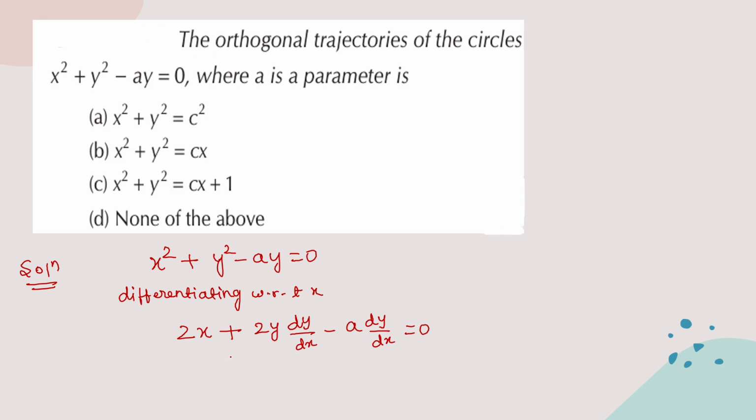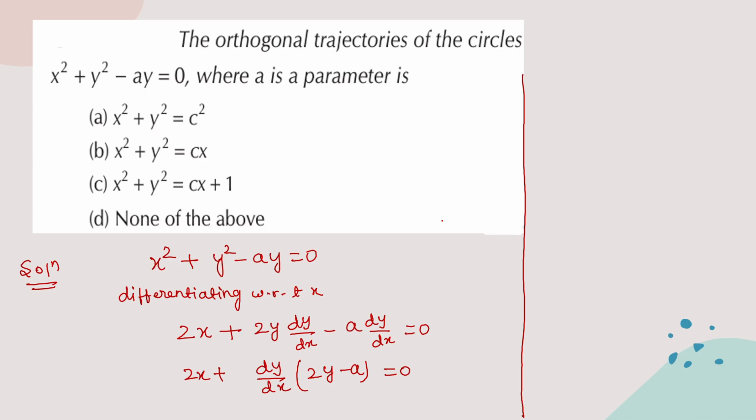Now from here you can say that dy by dx can be taken as common. So we will be getting 2x plus dy by dx, taken as common, into 2y minus a is equal to 0.